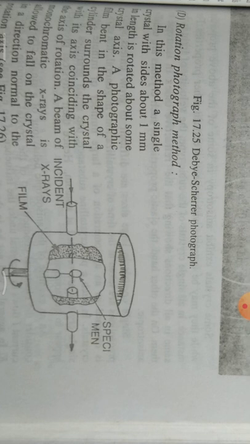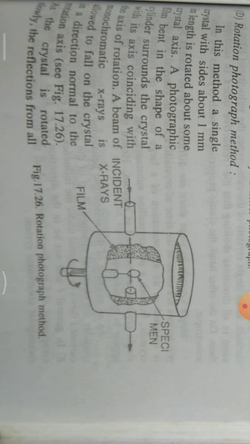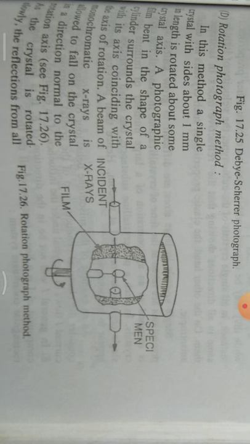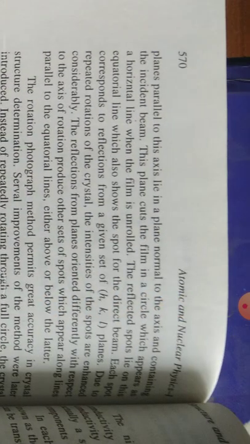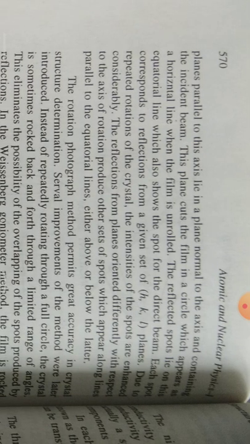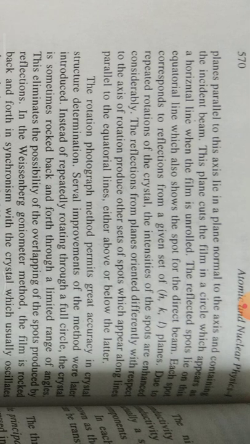In the rotating crystal method, a single crystal with sides about 1 millimeter in length is rotated about some crystal axis. A photographic film bent in the shape of a cylinder surrounds the crystal with its axis coinciding with the axis of rotation. A beam of monochromatic X-rays is allowed to fall on the crystal in a direction normal to the rotation axis. As the crystal is rotated slowly, reflections from all planes parallel to this axis lie in a plane normal to the axis, containing the incident beam. This plane cuts the film in a circle which appears as a horizontal line.